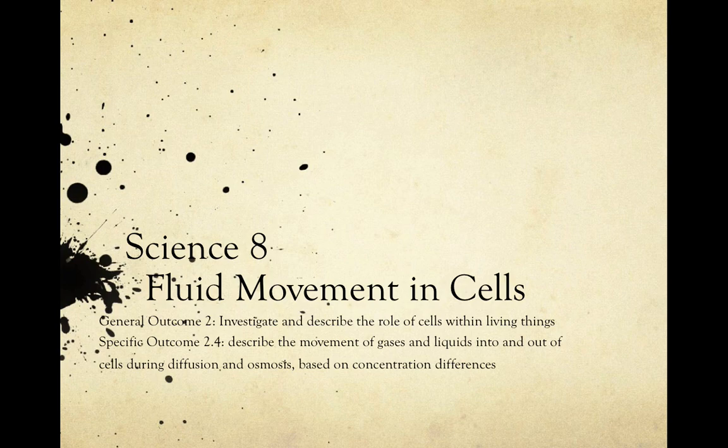So again, we're dealing with the unit cells and cell systems. We're on general outcome number 2. We're investigating and describing the role of cells within living things. And still, again, discussing specific outcome 2.4. We're describing the movement of gases and liquids into and out of the cells during diffusion and osmosis based on concentration differences. And there is a third video that will be coming up as well that you'll want to view for this specific outcome.